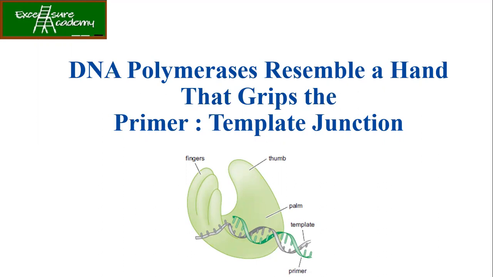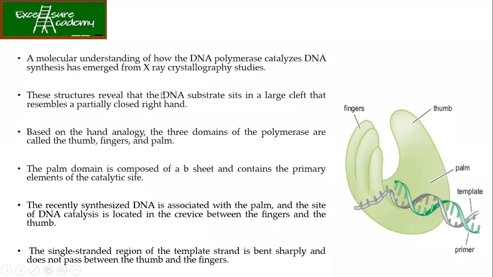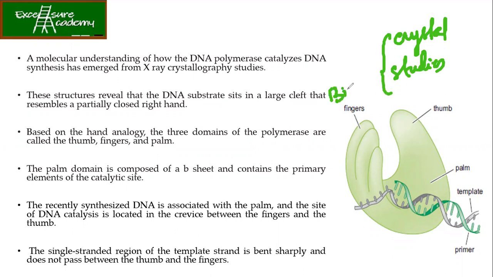It resembles a hand that grips the primer template junction. How did we come to know that it looks like a right hand? It all became clear when the 3D structure was studied with the help of X-ray crystallography. Nowadays, whenever we talk about its mechanism or activity, we always go for the crystal studies.